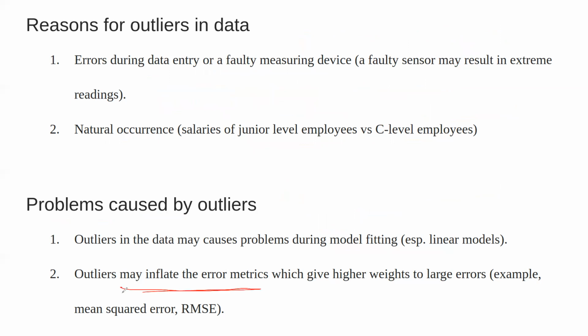They may inflate the error metrics, which give higher weights to large errors, for example mean squared error. When we are building our model, the goal is to minimize the error. But if we have outliers in our data, for example the salary of a CXO, since it is very much higher than the average or general salary, it might cause the error to shoot up very high, causing inconsistencies in the model.